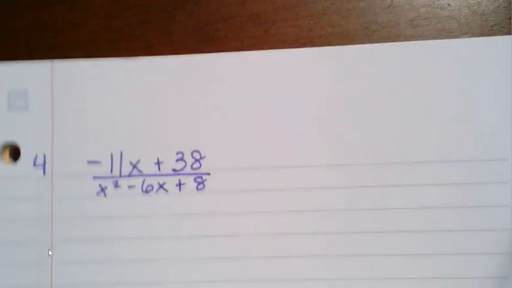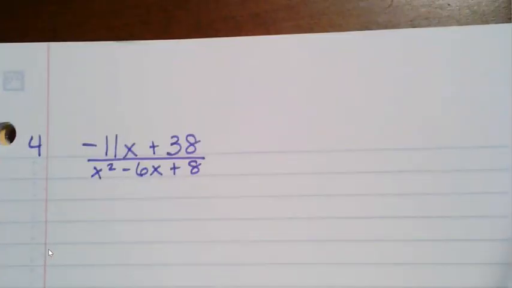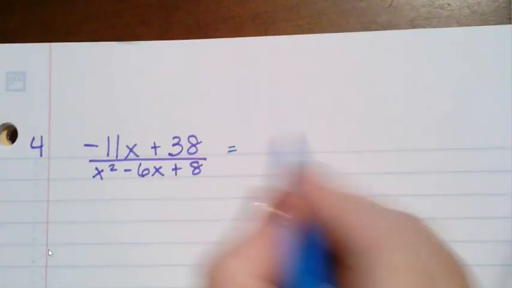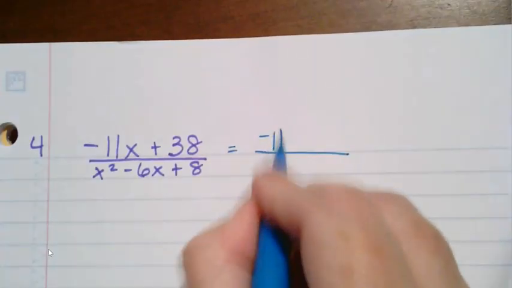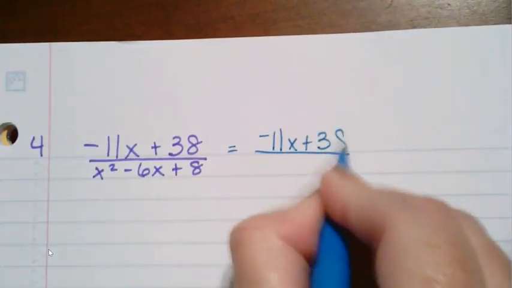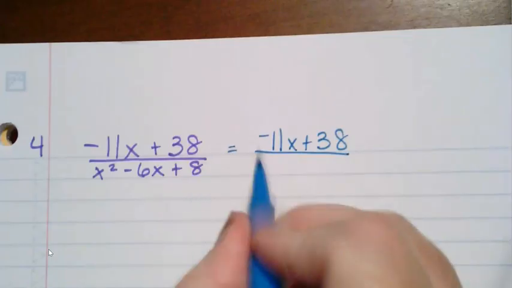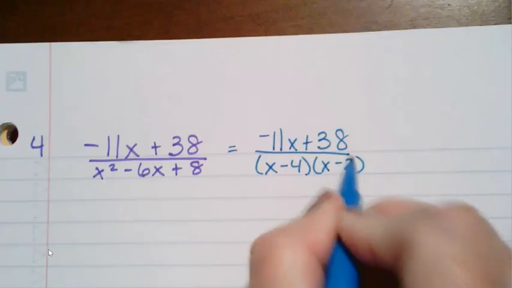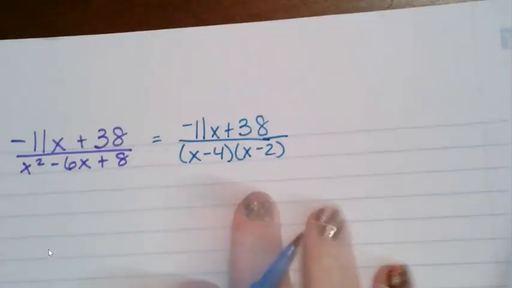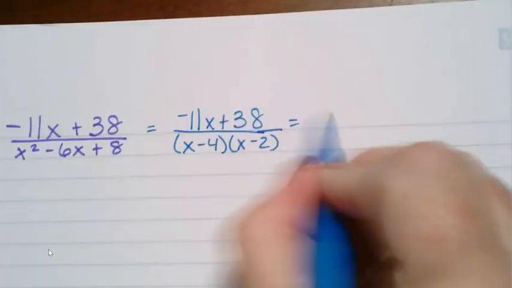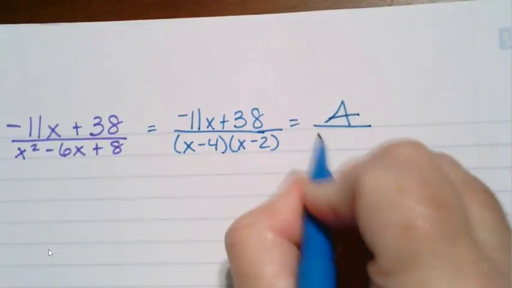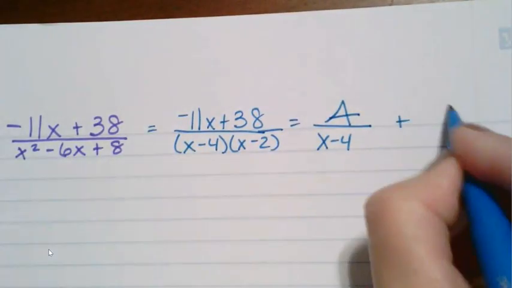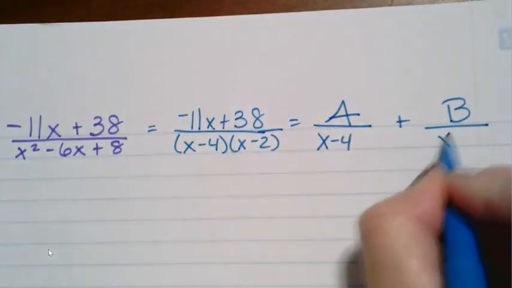Guys, so here we are on partial fractions. This is the A plus B theme. So we're going to start off by factoring the bottom, and we just bring the top along. That's going to be x minus 4 and x minus 2. Remember, it does not matter. So A over x minus 4 plus B over x minus 2.